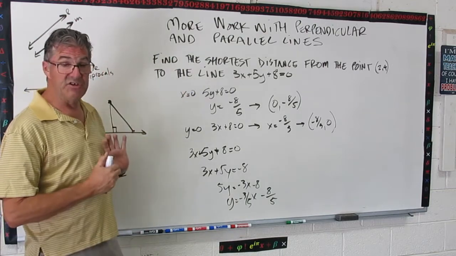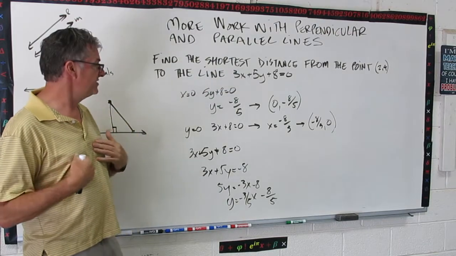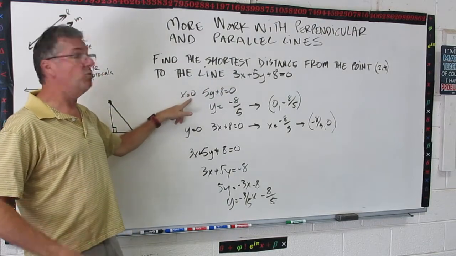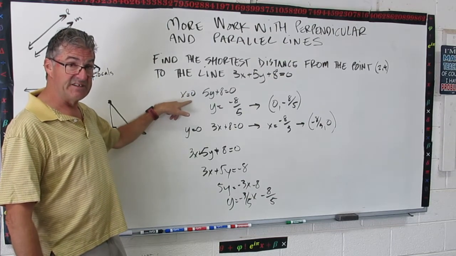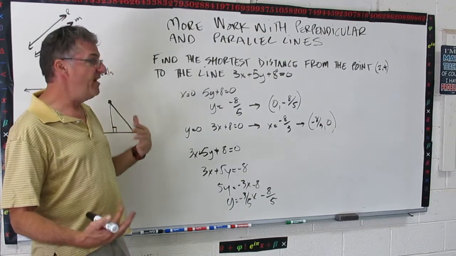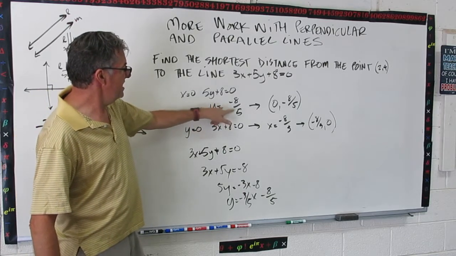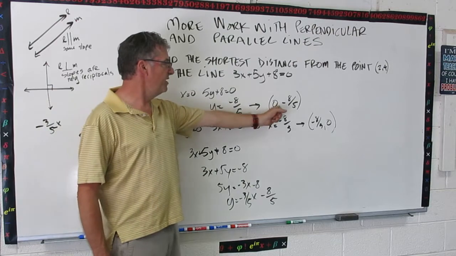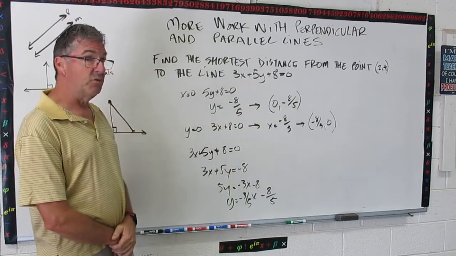The first thing I'm going to do is use the standard form to find my x and y intercepts. So when I set x equal to 0, that's where the line crosses the y-axis, and that will give me the y value for that. So when I set x equal to 0, y equals negative 8 over 5, so that point is (0, -8/5). So that's where the line crosses the y-axis.